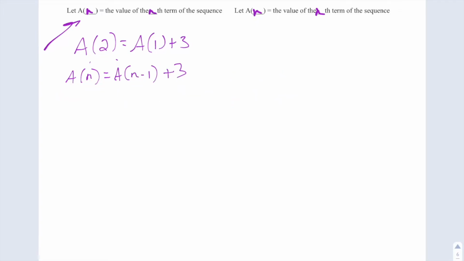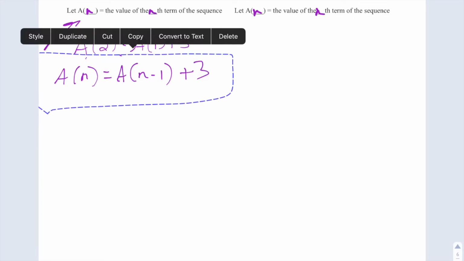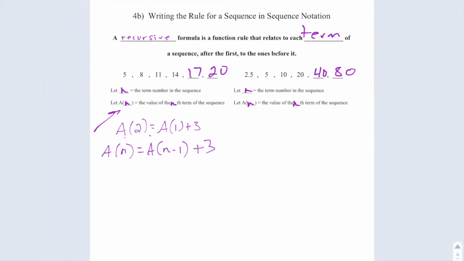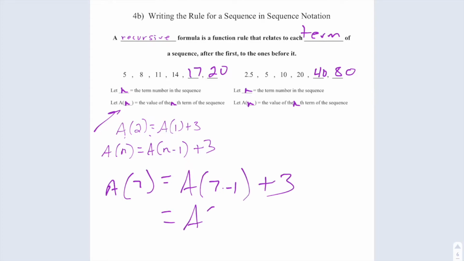So what this means is, if we wanted to write a rule in sequence notation with a function rule, aka recursive formula, we could do it in this format right here, okay? And that gives us the recursive rule or the function formula, however you want to look at it. And you could pick any arbitrary term of this sequence. So let's pick term 7. Term 7 would be a of 7 equals a of 7 minus 1 plus 3, which gives us a of 6 plus 3, which works out exactly how we want.